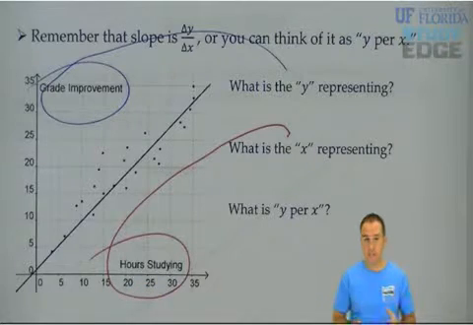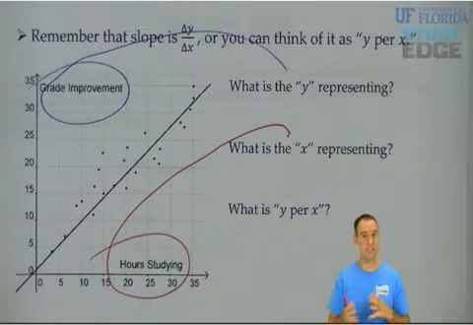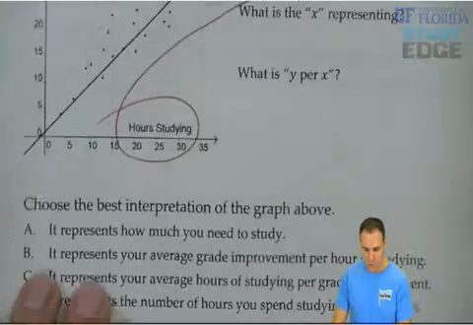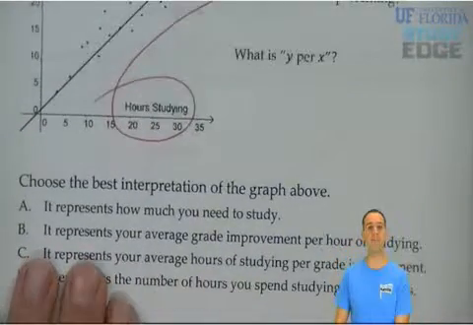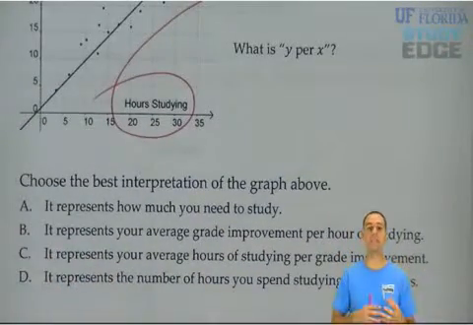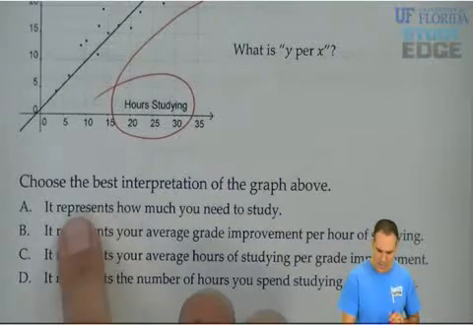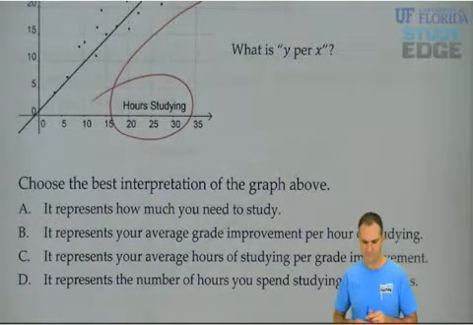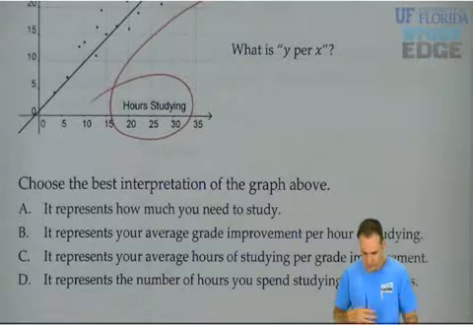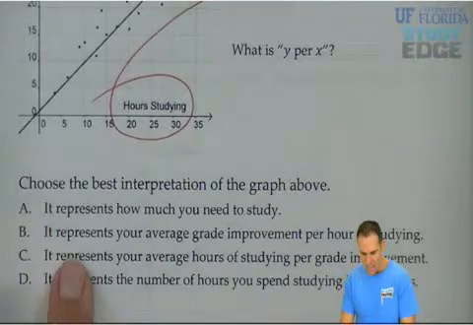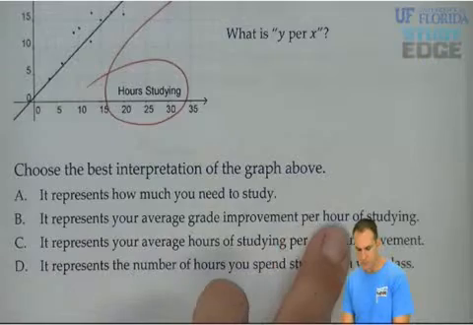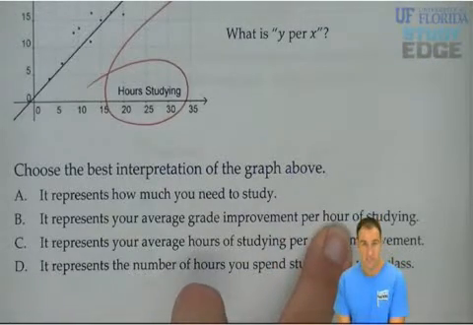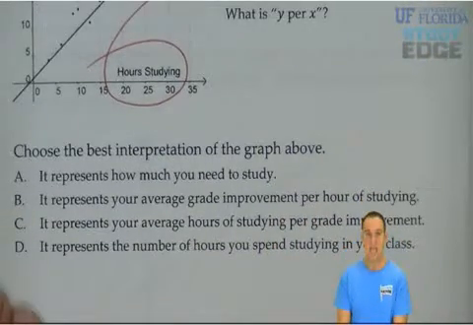And that's going to be the slope. And that's also how the question is probably going to be asked. Choose the best interpretation of the graph above. In this case, they're going to be asking, of course, about the slope. It represents how much you need to study. Well, no, it talks about just your grade improvement per hours of study. It represents your average grade improvement per hour of study. Didn't I just say that? I think that's the answer.